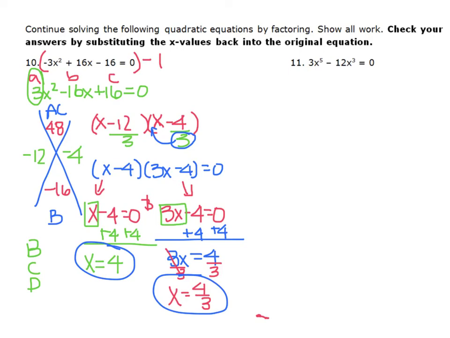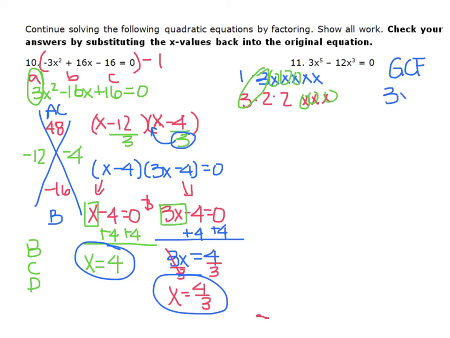Next problem, notice the first thing that you need to do is take out a GCF. 3x, 1 times 3x; x, x, x, x. Two numbers multiplied to 12: 3 times 4, but 4 is 2 times 2. x, x, x. What do they have in common? A 3 and 1, 2, 3 x's. So therefore the GCF is 3x to the third power. That goes on the outside of our parentheses. Everything we didn't circle goes on the inside.